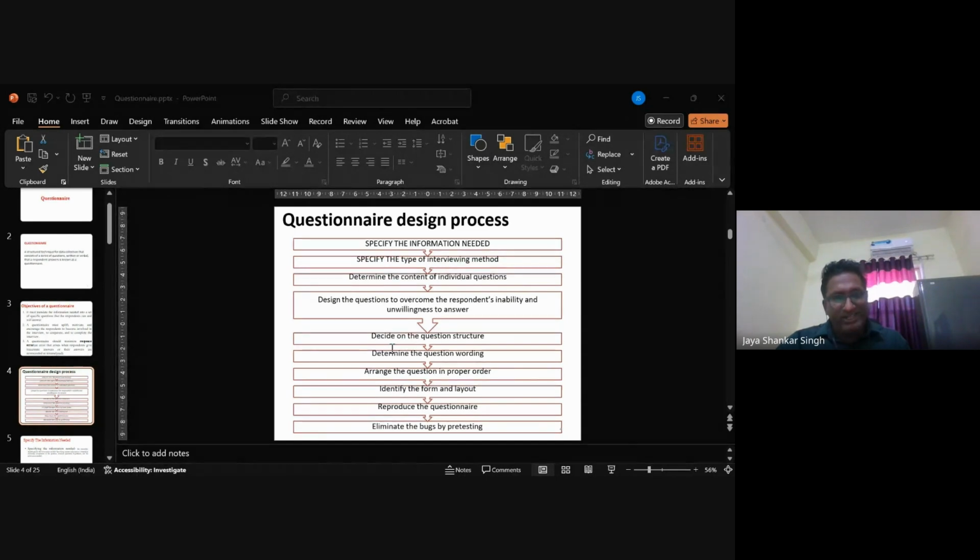The last one talks about eliminate bugs by pre-testing. So what happens? Suppose you have formed a questionnaire. Now instead of going into full-fledged data collection mode, you will collect data from 10 respondents, suppose, and you will see whether there is some issue with the questionnaire or not. What type of problem can be happening? The questionnaire may not be able to capture the information you need, or the respondents are not able to understand the question.